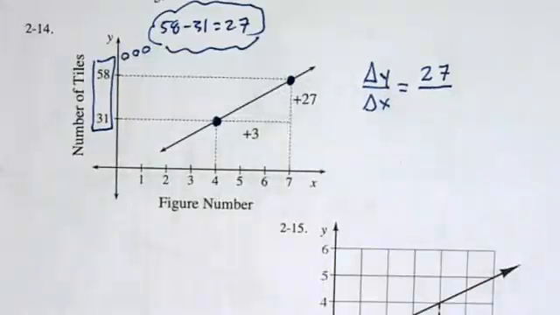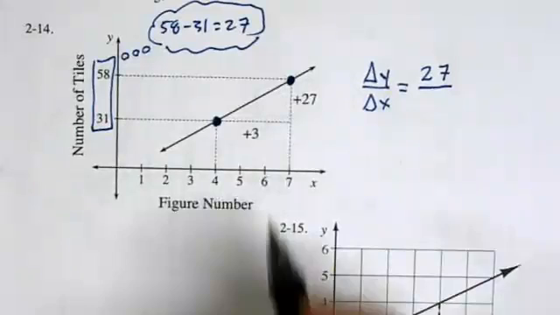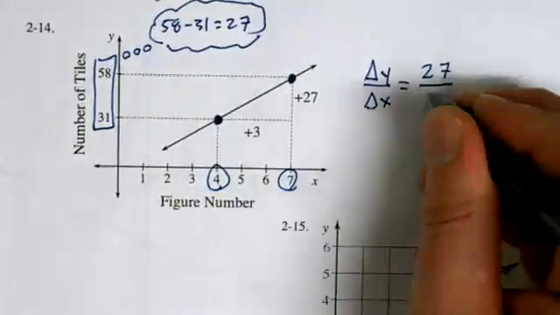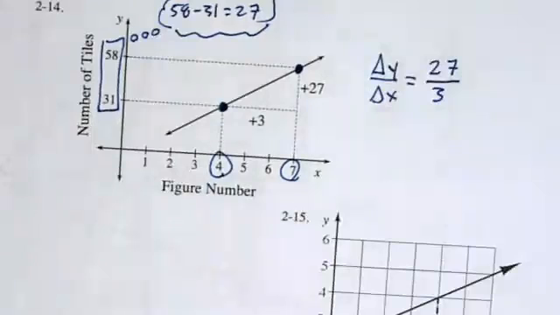Anybody want to be brave and tell me what you think the change in x is? I'm going to call on someone. I want to hear some more voices today. Avneet, what do you think? 3. So in the x direction from 4 to 7 is 3. Yes, you're absolutely right. 27 over 3.